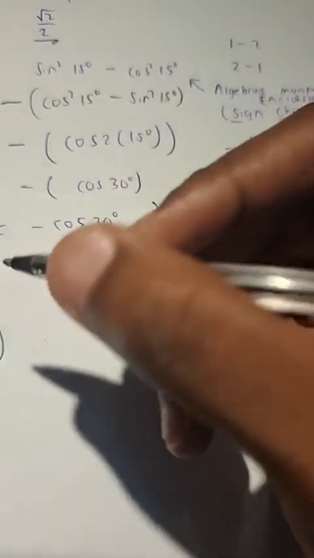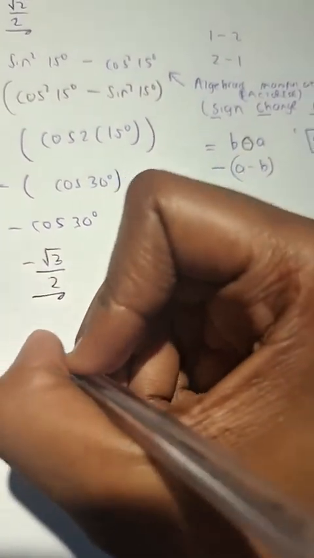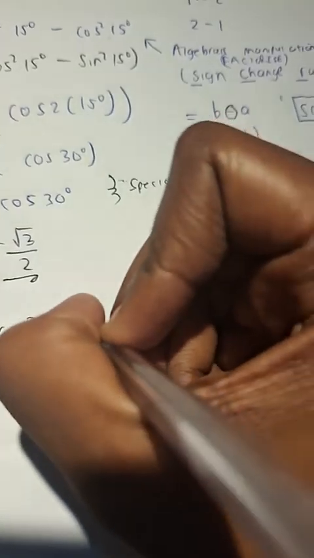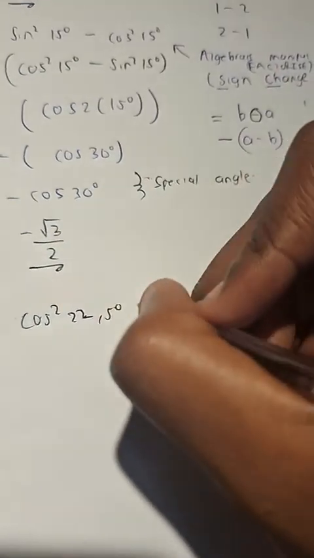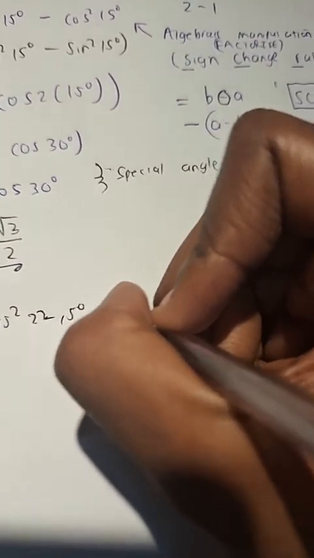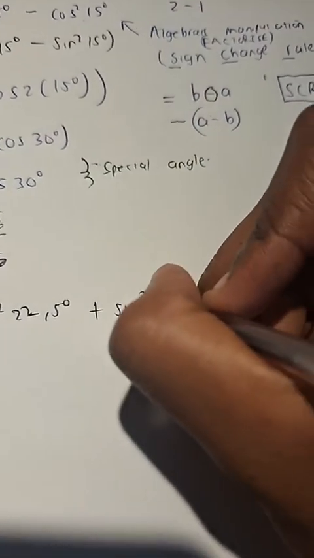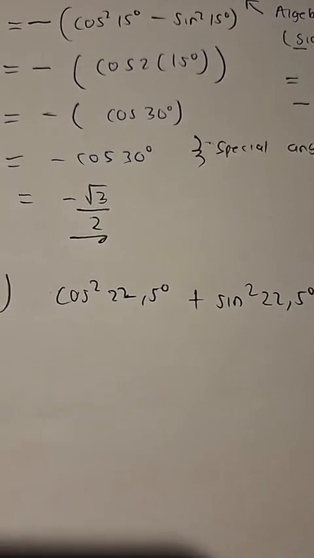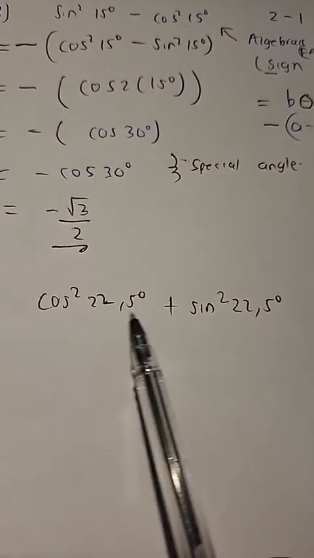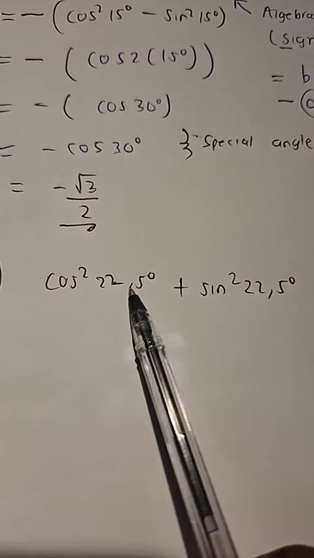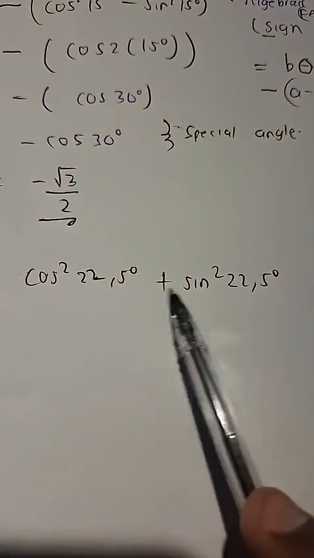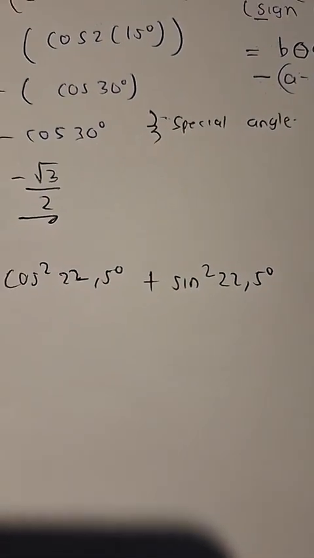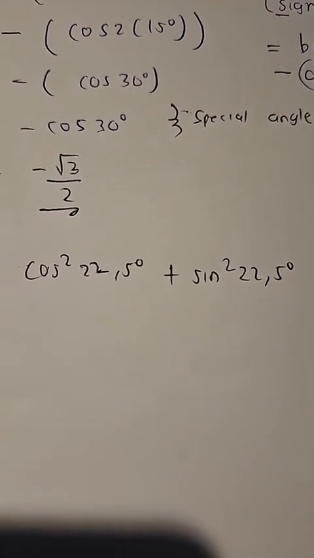So we got another one. Cos squared 22.5 degrees plus sine squared 22.5 degrees. So when you look at this, cos squared 22.5 plus sine squared 22.5.